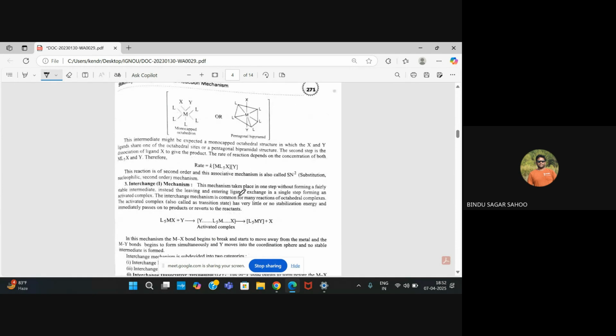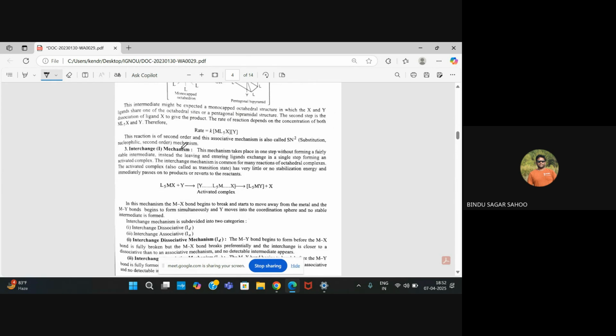There is another mechanism, called the interchange mechanism. In the interchange mechanism, there will be no formation of an intermediate. It will just pass through a transition state or activated complex pathway. Okay, you can see here in the first step, they will form an activated complex. Further, the activated complex leads to the formation of the product along with the leaving group.